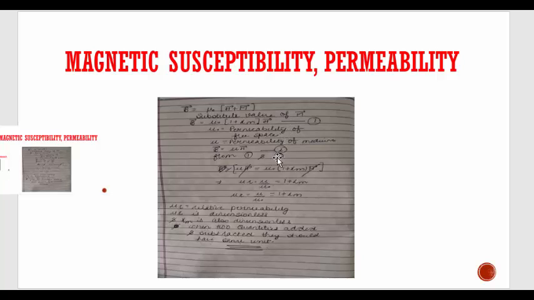After equating 1 and 2, we get mu r is equal to mu upon mu naught, which is equal to 1 plus psi m. Mu r is the relative permeability, which is the permeability of the medium to the permeability of the vacuum, and it is equal to 1 plus psi m. Mu r is dimensionless and psi m is also dimensionless. When two quantities are added or subtracted, they should have the same unit. So psi m is the magnetic susceptibility, and mu r is the permeability. This is the expression relating permeability and susceptibility.